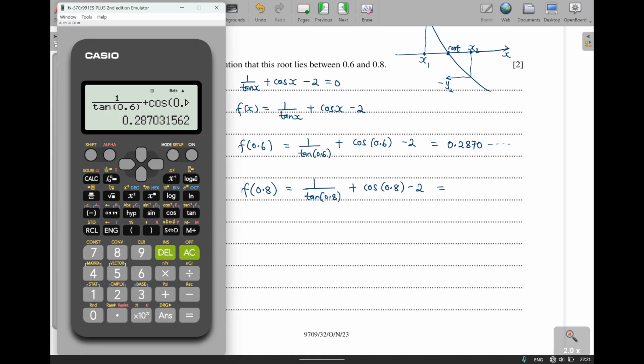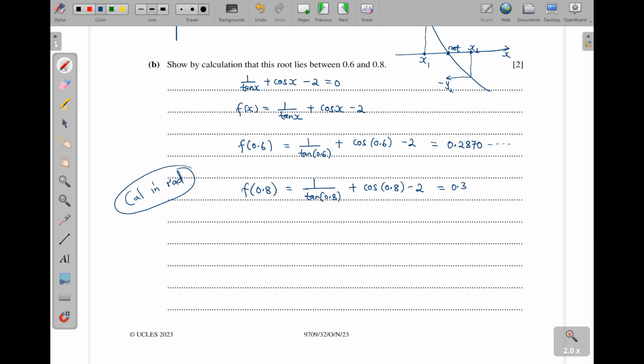Then I go back and I change the 0.6 to 0.8. Wherever there is 0.6, I'm going to change it to 0.8, and our answer becomes negative 0.332, and the rest of those figures, okay? And it is a negative. So do you see that there is a change of sign?